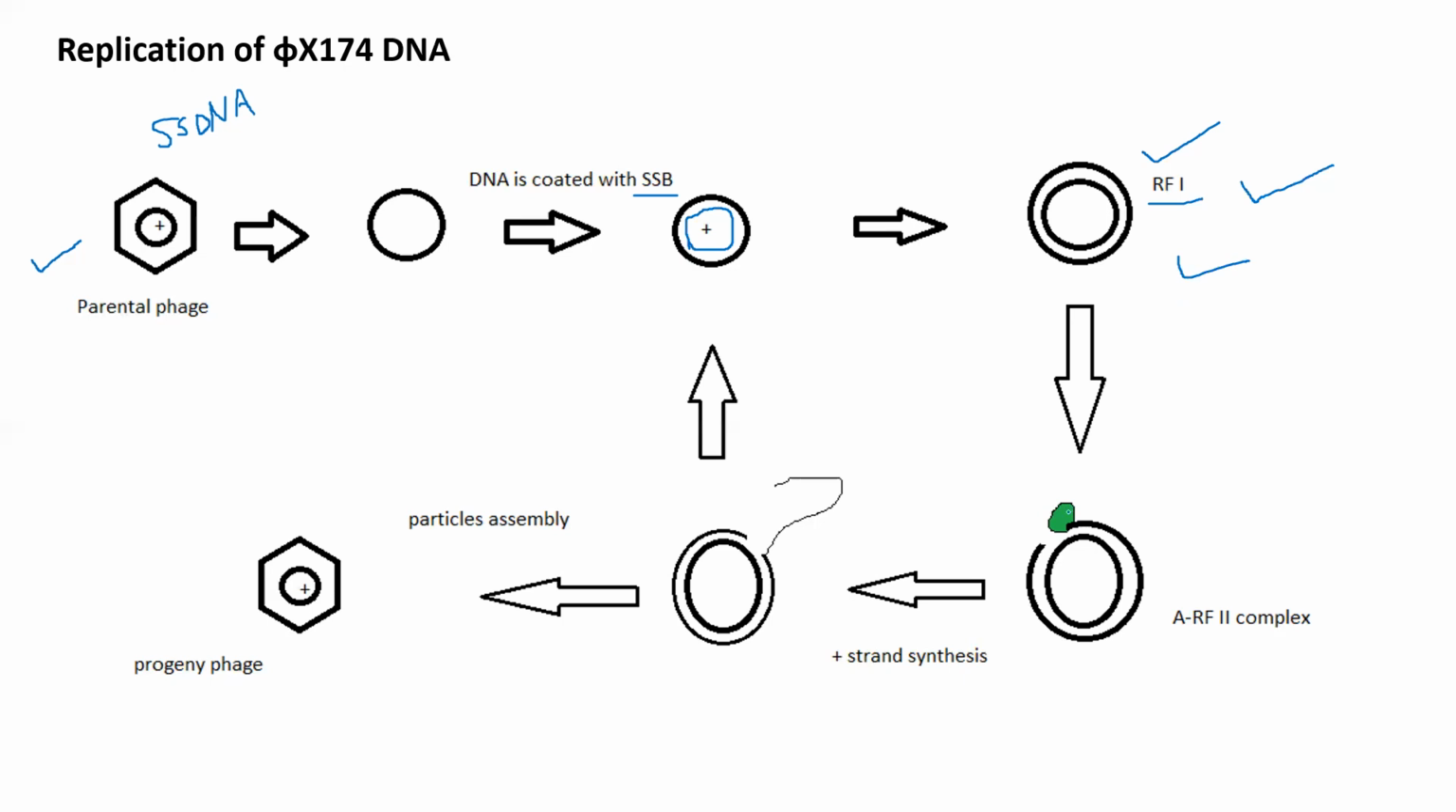This A protein, which you can see green in color in this picture, will come and make a single strand break or nick in the plus strand. So the A protein will make a nick here. In which strand? In the original plus strand of the virus. It will make a single strand nick in the plus strand between bases 4305 and 4306, because that is the origin of replication.